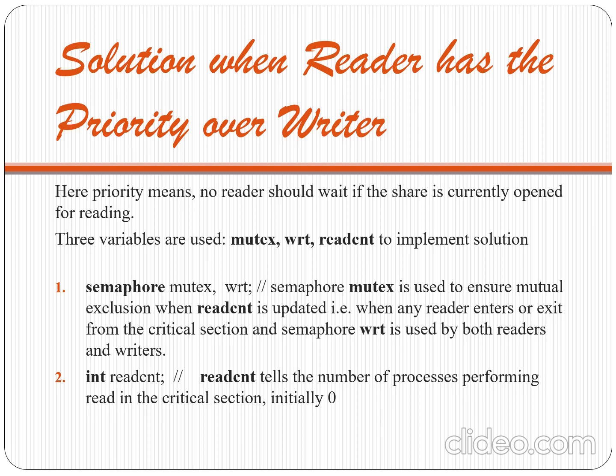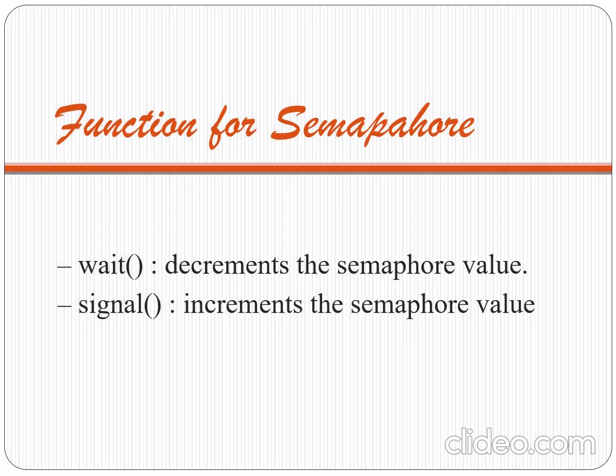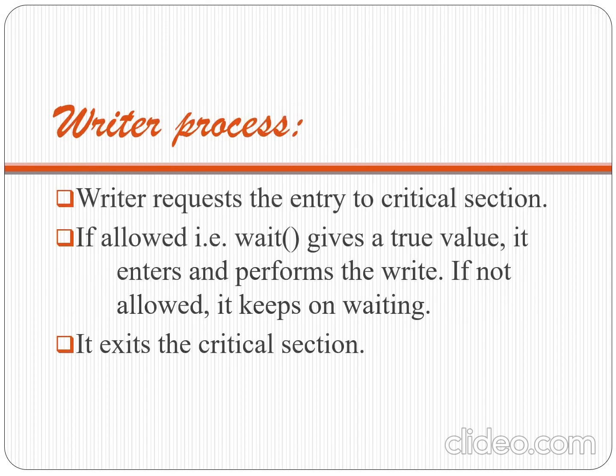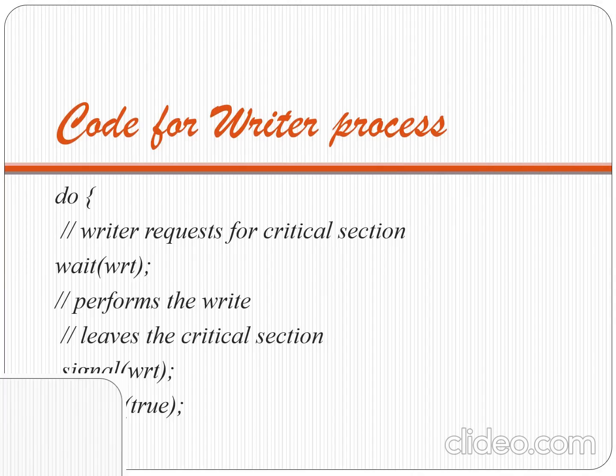Reader process. The reader requests entry to the critical section. If allowed, it increments the count of the number of readers inside the critical section. If this reader is the first reader entering, it locks the semaphore to restrict the entry of writers if any reader is inside. It then signals mutex as any other reader does.